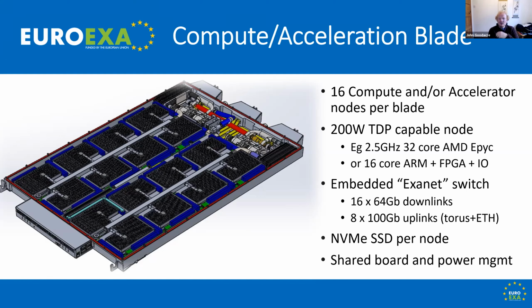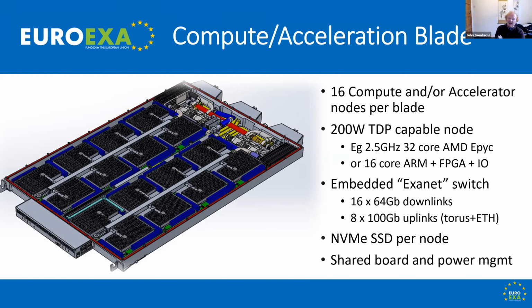Or obviously, what we were aiming at was a 16-core ARM with an FPGA and an I/O processor within it as well, to show the increased capability of the node architecture rather than just a high-density deployment of traditional nodes. In the middle of that, hidden away, is actually the first level embedded switch.